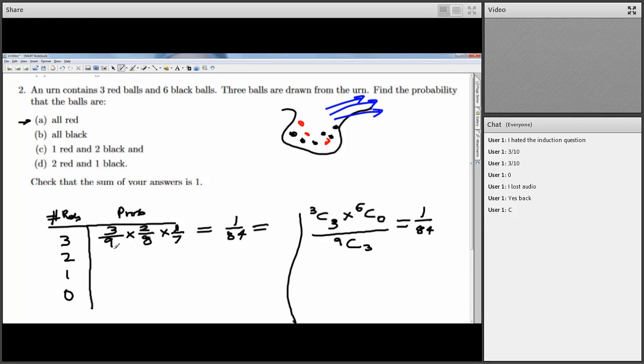This first approach really is equivalent to 3P3, or 3 factorial, over 9P3. And that's thinking about different orderings, so what proportion of the orderings satisfy having 3 red balls, essentially. Although they look different, they're slightly different approaches, they're both equivalent because at the end of the day, we're still counting the right number of things, and the proportions will match up. That's the key thing.